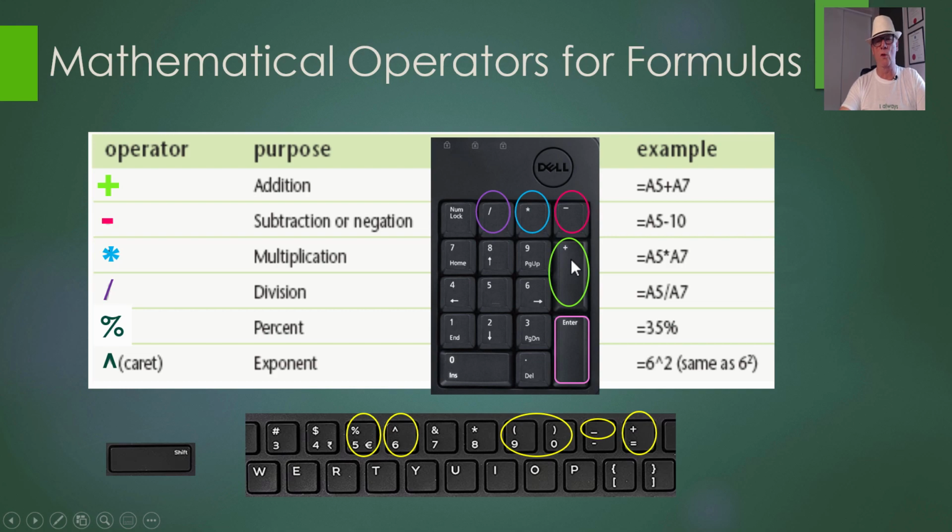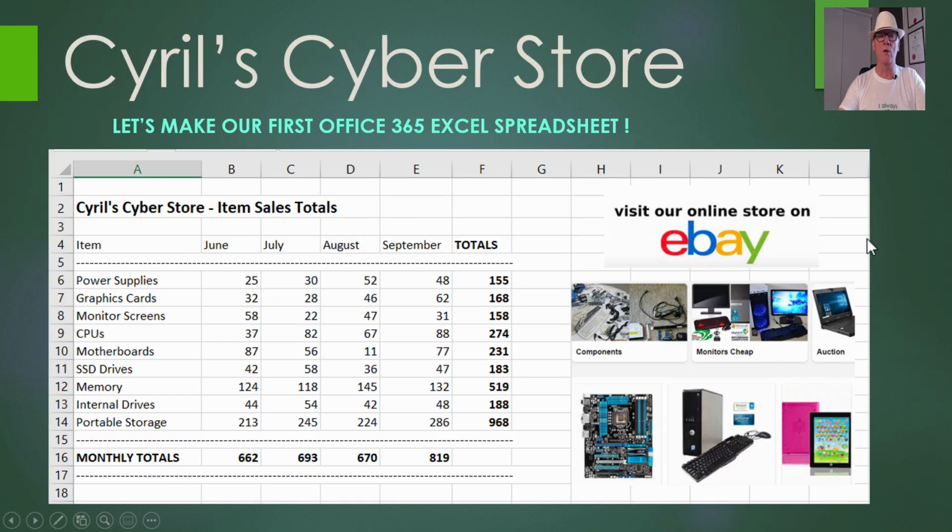And after you enter a formula, you always press right at the end of the formula, the enter key. So we'll be using this plus and enter here today in this lesson. And they're the easiest places to locate them on the far right-hand side of your keyboard.